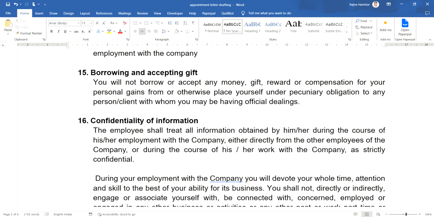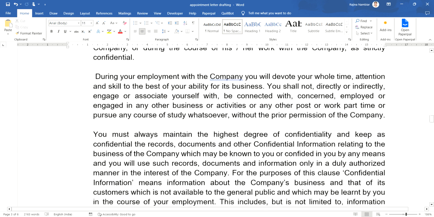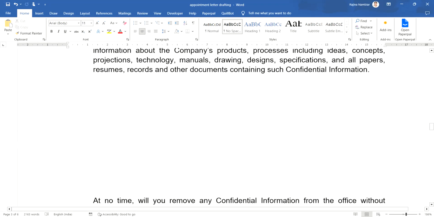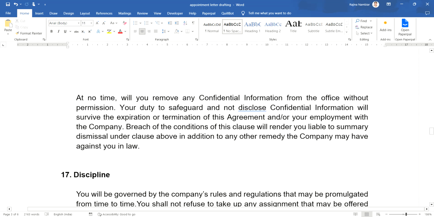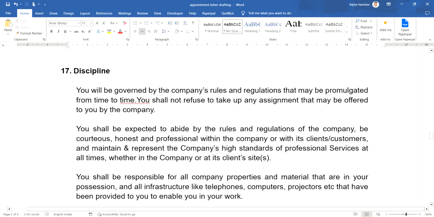Confidentiality of the information: the company's things should be confidential even after you leave the organization. So they make you sign a non-disclosure agreement also, just to ensure that the company's things are not leaked out.